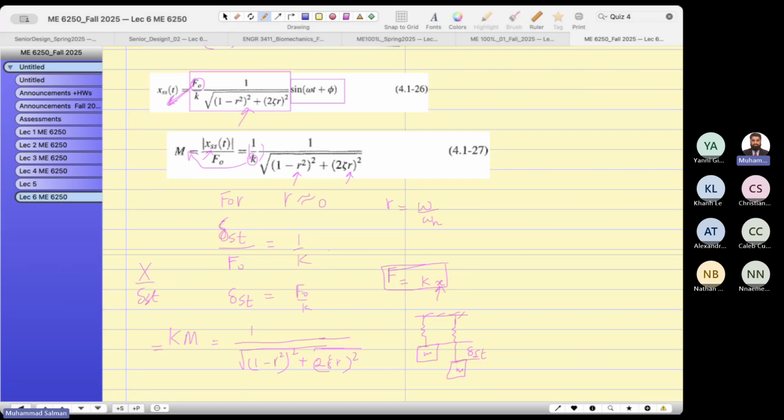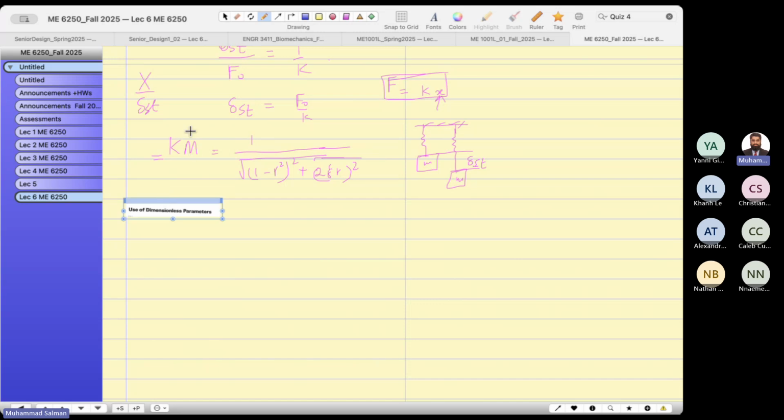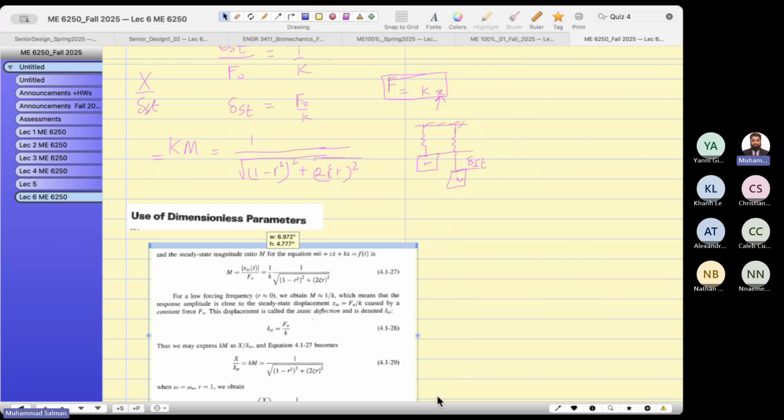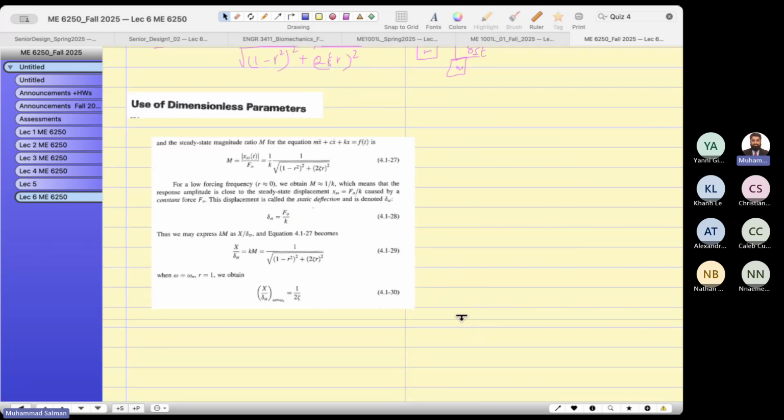It's just like what we are doing. Let me show you what we are doing. We are actually using dimensionless parameters. So for dimensionless, we want to make the ratio of the mass divided by the static deflection. What is that formula? Let me show you over here. These equations you can use in your questions, homework problems, which I'm going to assign you soon.